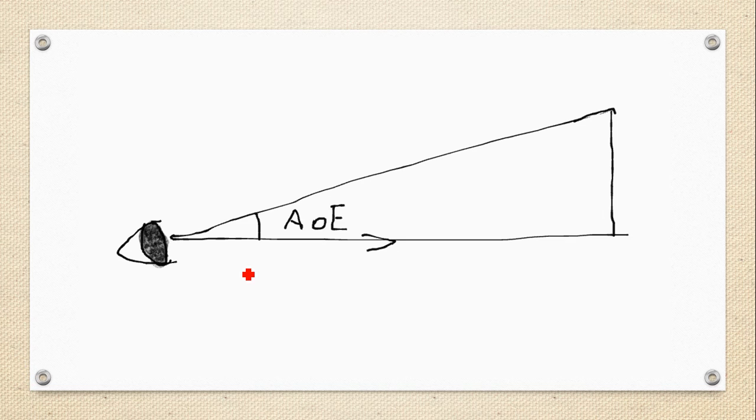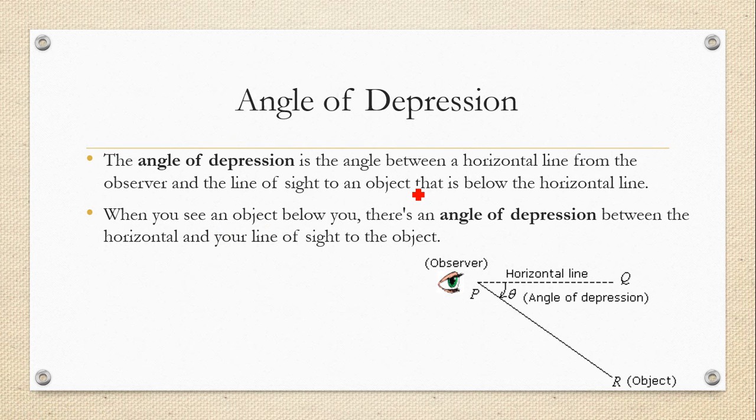Okay, now we'll be discussing angle of depression. So angle of depression is the angle between the horizontal line from the observer and the line of sight to an object that is below the horizontal line.